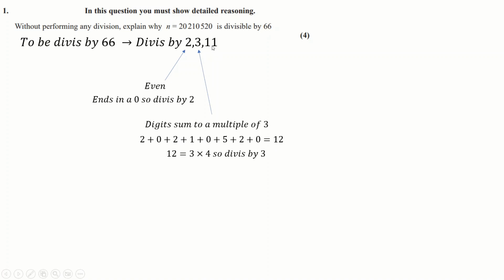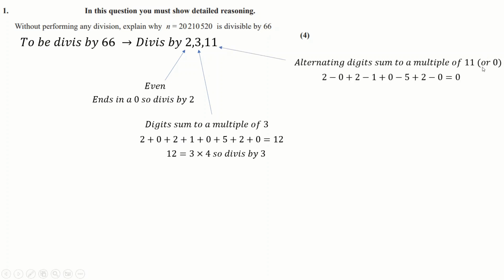And now to be divisible by 11, you need to have an alternating sum that's divisible by 11, or 0, I put in brackets, and I've done that because this one happens to be 0. Alternating sum just means plus, minus, plus, minus, of course. 0 counts as a multiple of 11. 0 would have counted here as well for a multiple of 3.